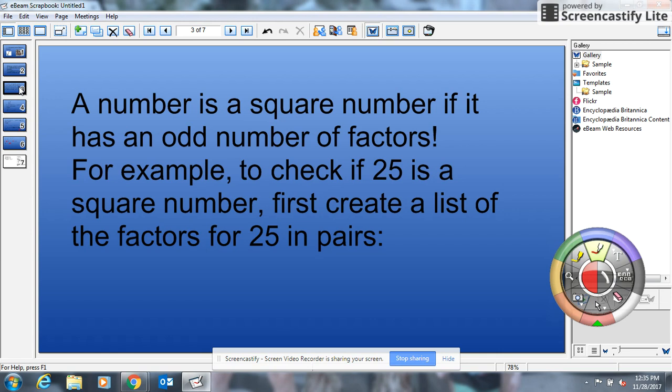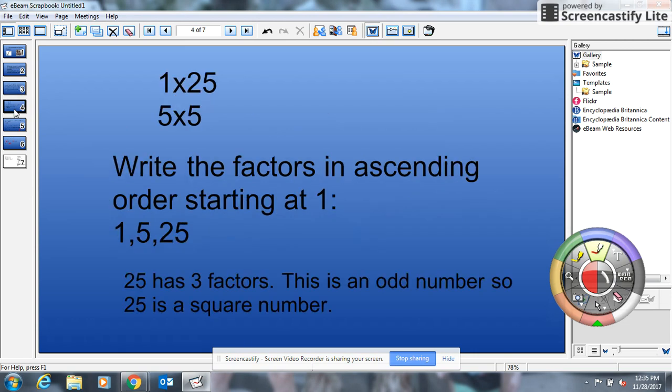So for example, to check if 25 is a square number, we first have to create a list of all the factors for 25. And we write them down in pairs, so it looks like this. And you know what? There's not many factors. 1 times 25 and 5 times 5. That's all the numbers you can multiply together to get to 25.